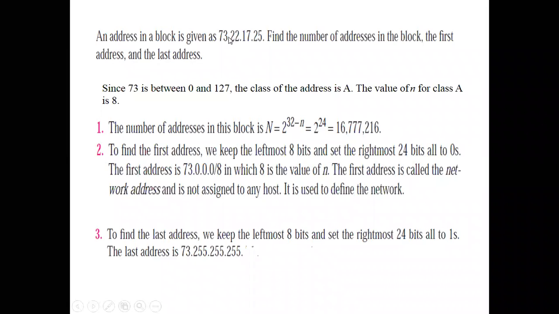You are writing, instead of 22.17.25, all these bits converted to 1. So here 8 ones, 8 ones, 8 ones. And after converting to decimal, you get the value 255.255.255.